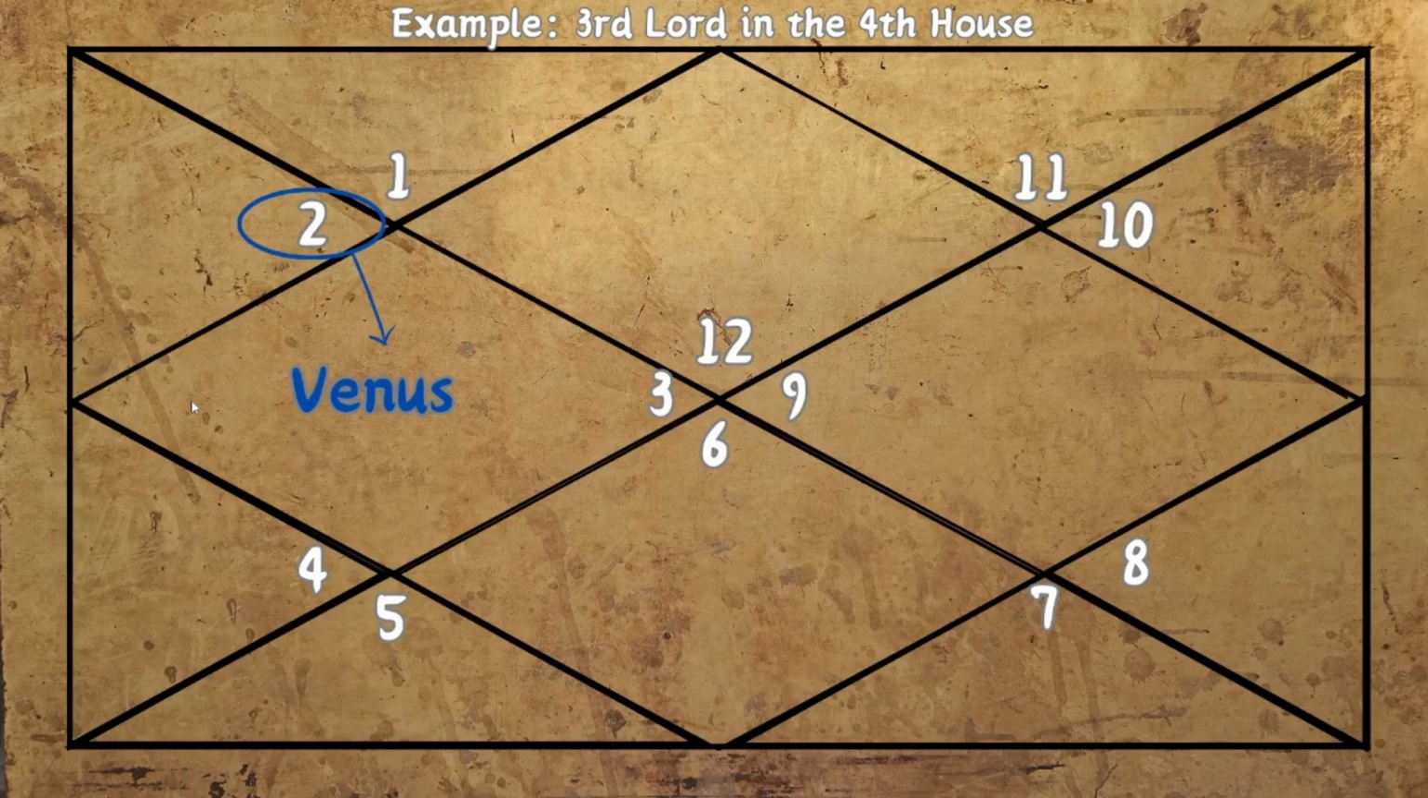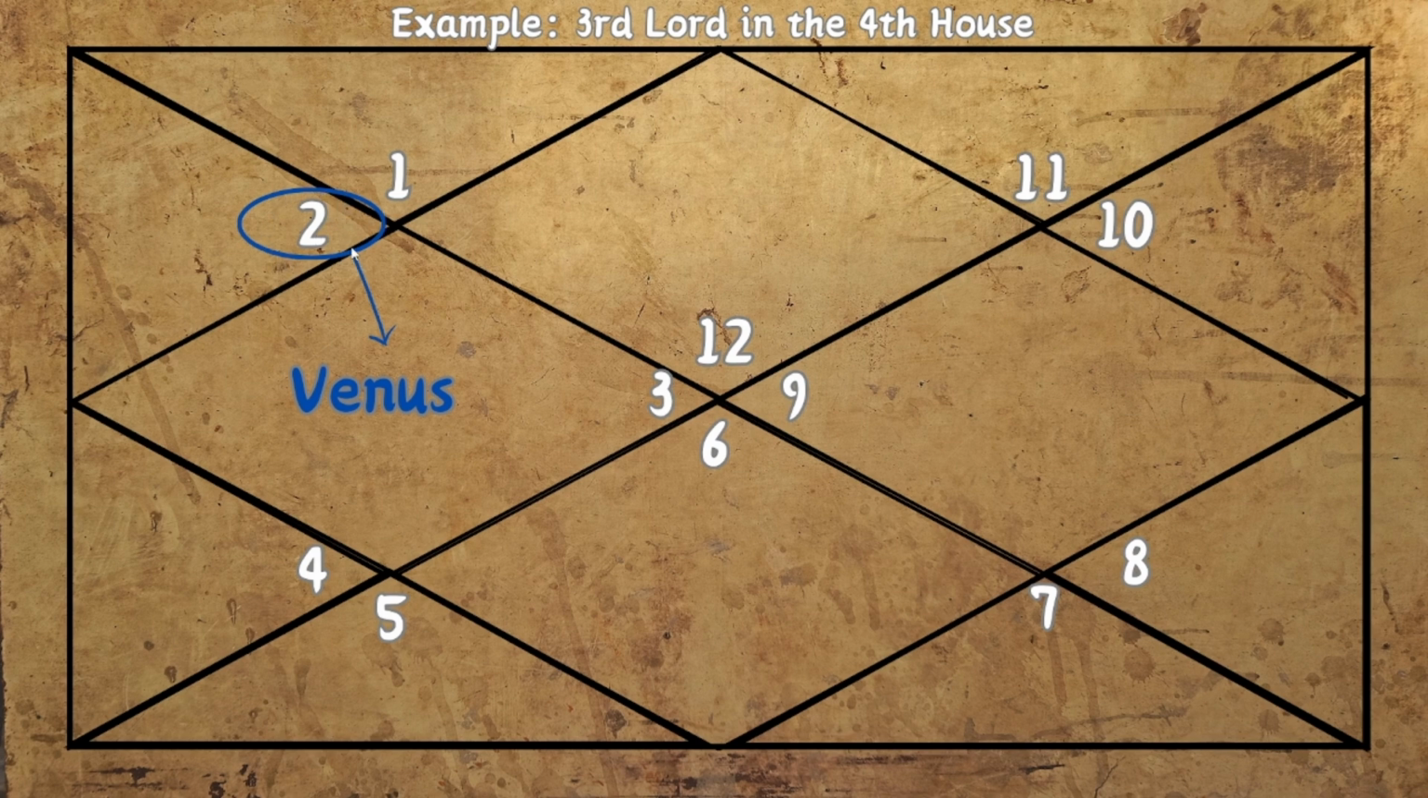Now let us try to understand that with an example. For example, if in your chart the third lord is in the fourth house, how do you conclude that? If you see, this is the first house where 12 is written, this is the second house where 1 is written, and this is the third house where 2 is written.